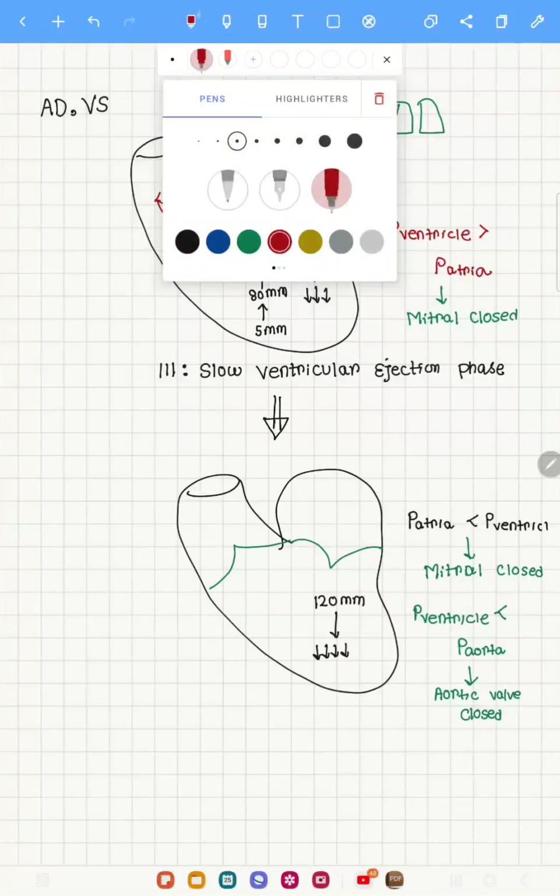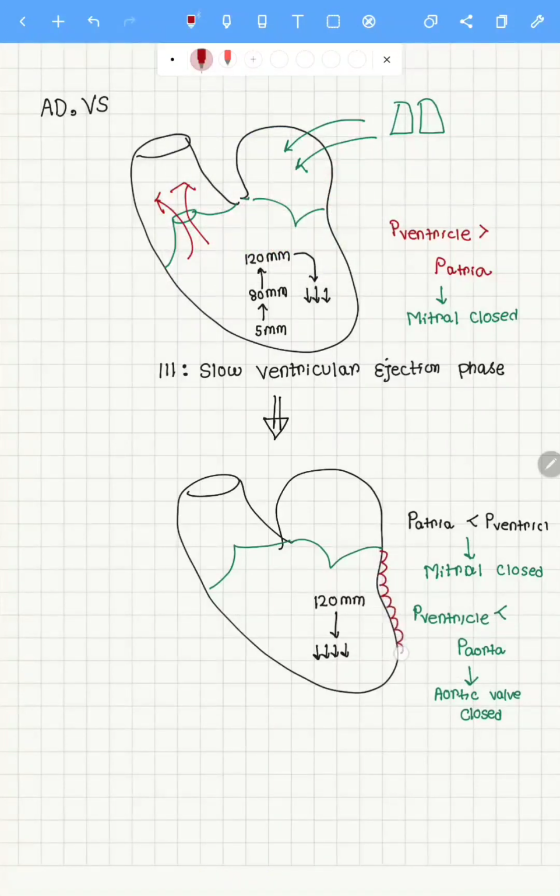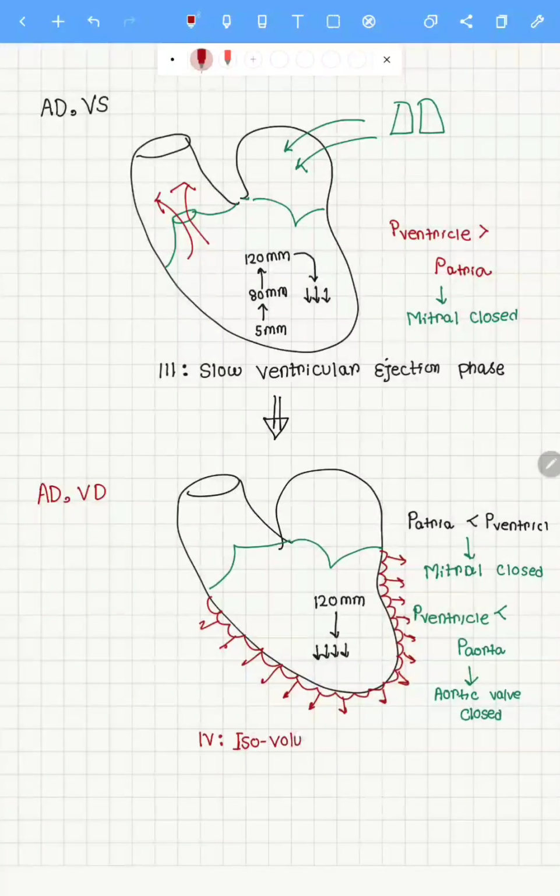Let me write this. And it is relaxing as the pressure is going down. Okay, so in this phase, both atria and ventricle are in the diastolic phase. So it is atrial diastole and ventricular diastole, both are in the diastolic phase. This is the phase of isovolumetric relaxation. Let's come to the next phase.